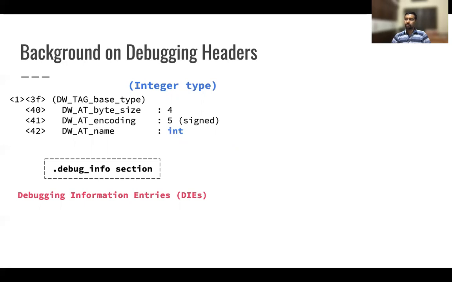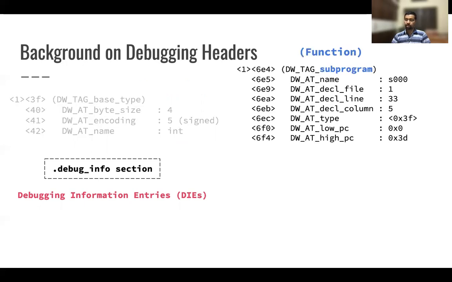Its tag base type represents an integer data type in our example C program. It specifies that the integer is signed with the use of the DWARF attribute named encoding. The DWARF attribute byte size specifies that the integer size is 4 bytes. On the right hand side, here's another DIE with its tag subprogram, and it represents the function S000 in our C program. It has attributes like name, declaration file, declaration line, declaration column to describe the function name and its declaration position in the source program. It has another attribute called type, which references the base type DIE on the left side. By referring to the base type DIE, it represents the return type for this function S000, which is int.